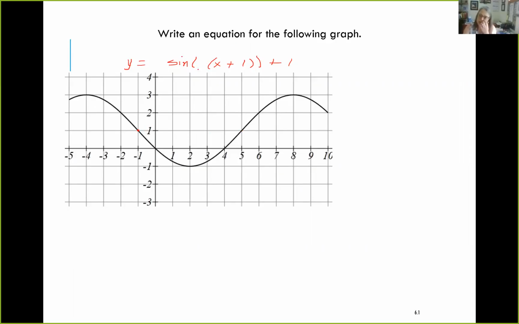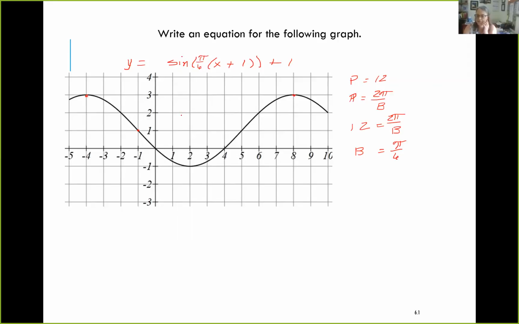Now, what goes in here? This is my period. So how many units is it from one peak to the next? 12, right? So my period equals 12, but I also know that my period is 2 pi divided by that internal multiplier b. So 12 is 2 pi over b. So that means b equals pi over 6. Yes?